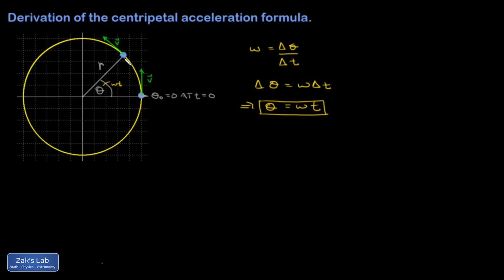I want to get the formal equations of motion for this particle traveling in a circular path, and that means I need to have the x-coordinate as a function of time and the y-coordinate as a function of time. But it looks like those are just given by trig functions. So this is just an r cosine theta down here, where theta is omega t. This is an r sine theta, where theta is omega t. So real quick, I have the equations of motion for uniform circular motion.